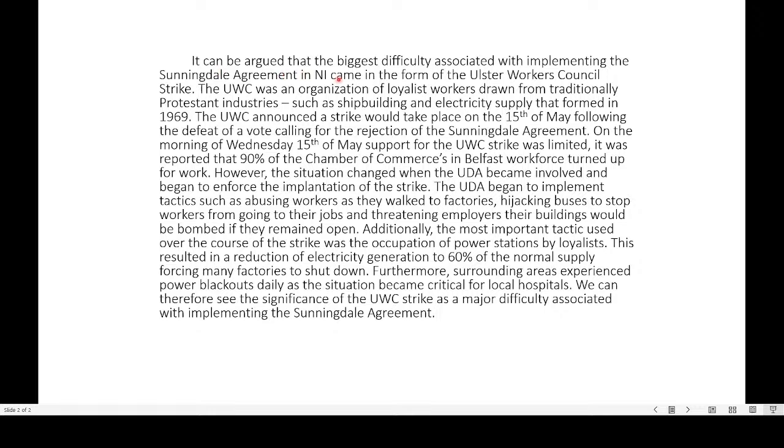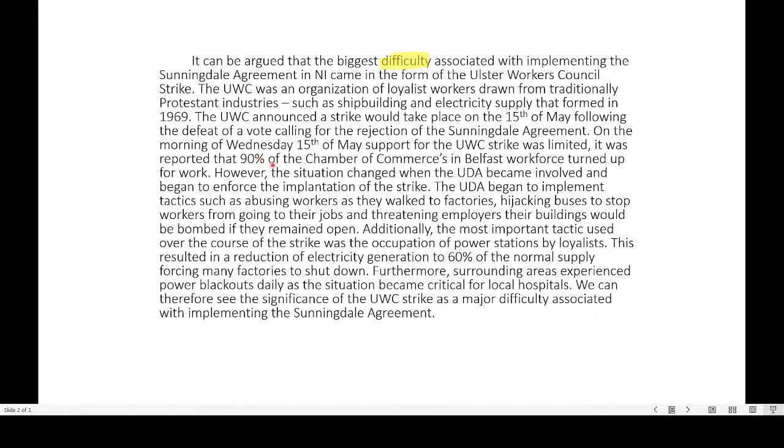So it can be argued that the biggest difficulty, it's so obvious it's almost comical, associated with implementing the Sunningdale Agreement in Northern Ireland came in the form of the Ulster Workers' Council strike. The UWC was an organisation of loyalist workers drawn from traditionally Protestant industries, such as shipbuilding and electricity supply, that formed in 1969. The UWC announced a strike that would take place on the 15th of May following the defeat of a vote calling for the rejection of the Sunningdale Agreement.